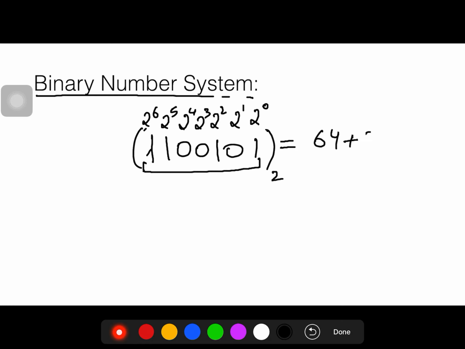2 raised power 6 is 64, plus 32. 0 multiplied by anything is 0, so we will not write anything here, and we will also not write anything here.